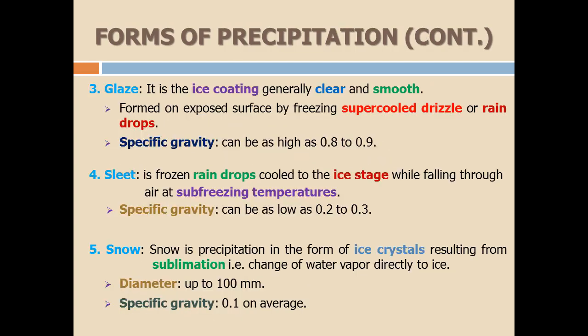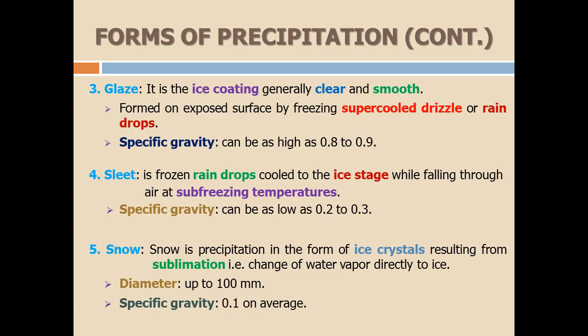Next type is glaze. Glaze is actually the ice coating, which is very clear and smooth. It is only the ice coating, a thin coating formed on exposed surfaces by freezing supercooled drizzle or raindrops. Its specific gravity can be as high as 0.8 to 0.9.